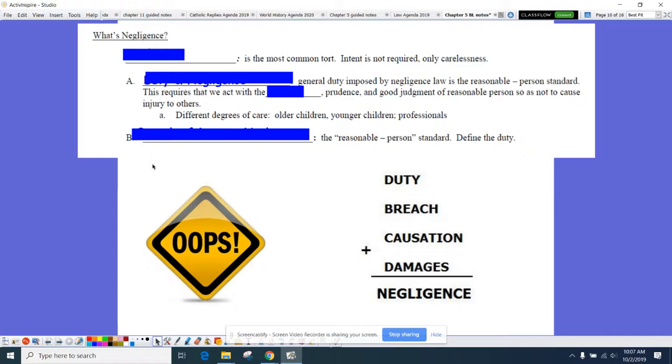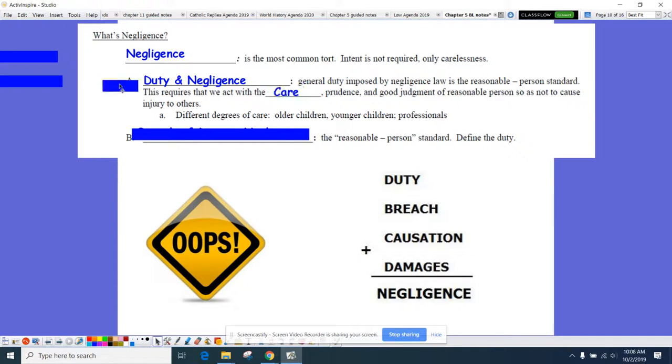All right, moving on. What's negligence? Negligence is the most common tort. Intent is not required, just carelessness. And duty in negligence, the general duty imposed by negligence law is the reasonable person standard. In other words, if I am a lifeguard, it's probably going to be assumed that I am going to be responsible for the safety and well-being of those people at that swimming pool. I would want to make sure that that employee was trained in first aid, that they were certified, and that they had up-to-date certification. All of that is to prevent this issue of negligence.